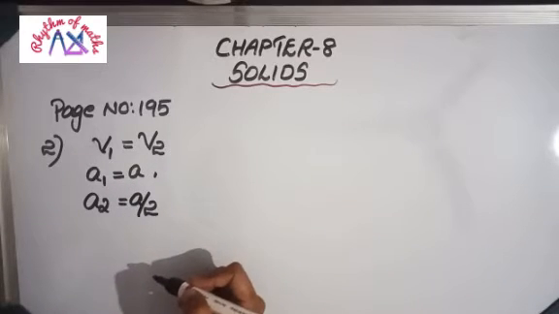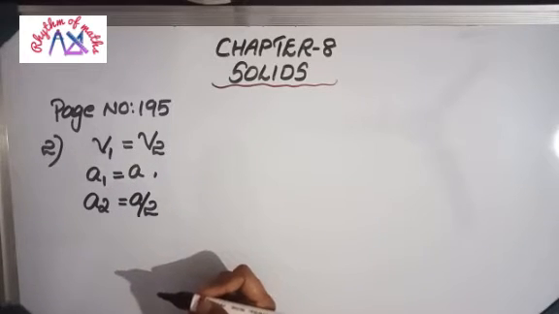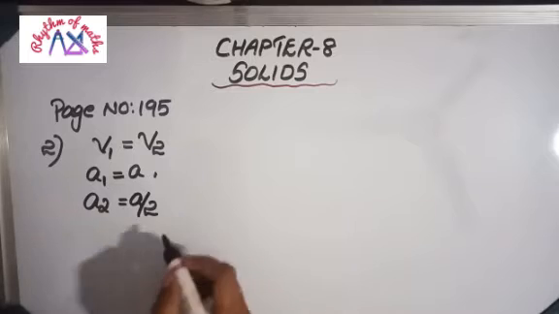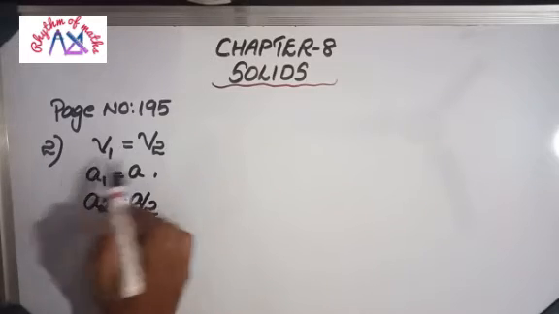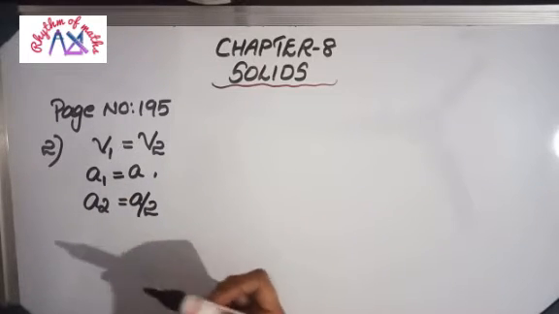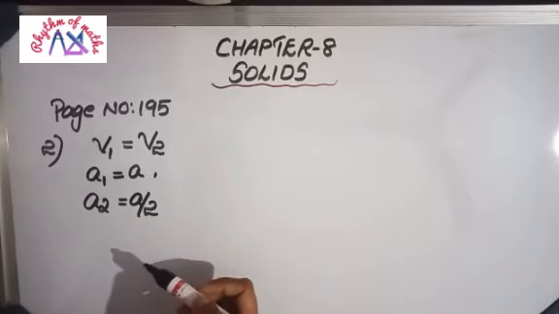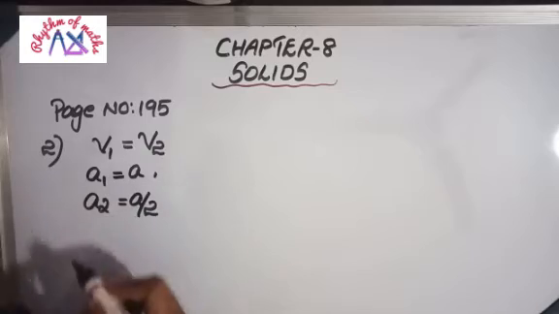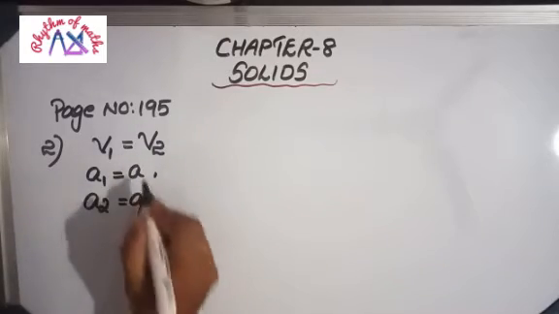What do we need to prove? We need to find how many times the height of the second pyramid is the height of the first. That means we have to find the relation between the heights H1 and H2. We have V1 equal to V2, so we start from there.